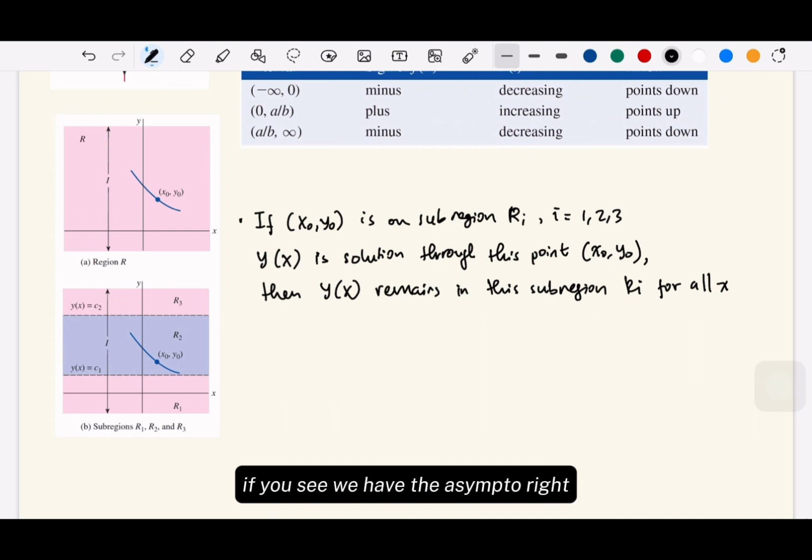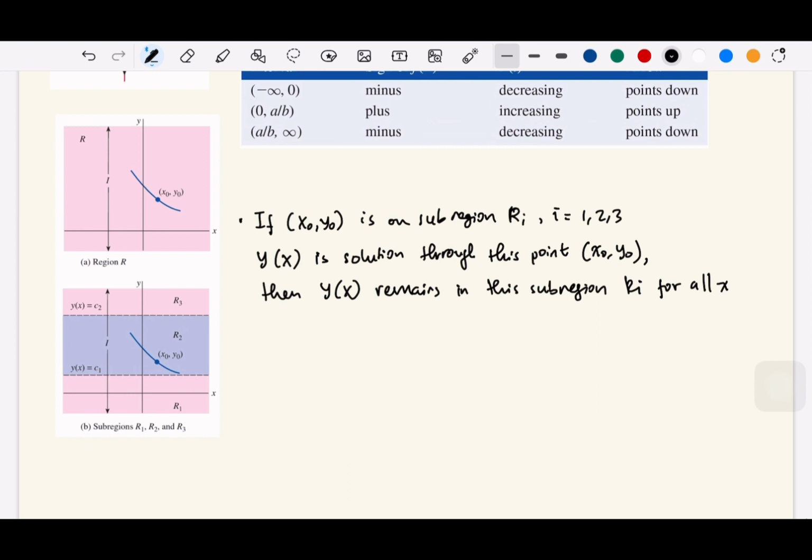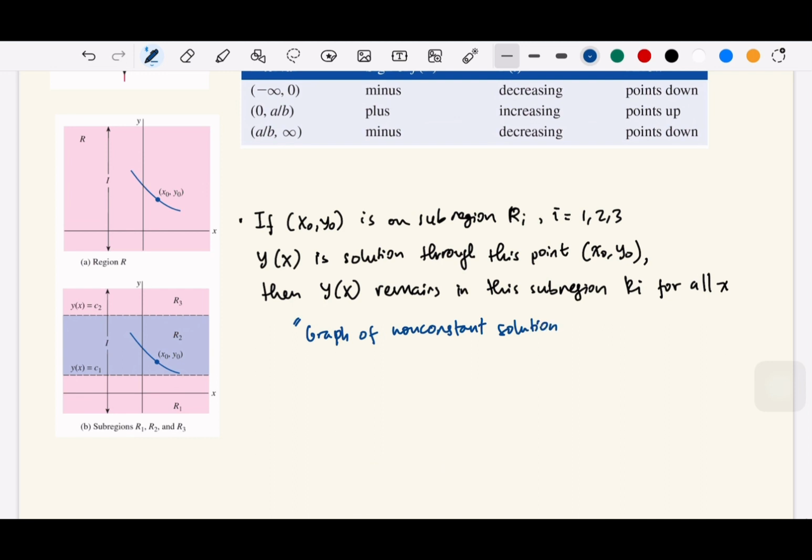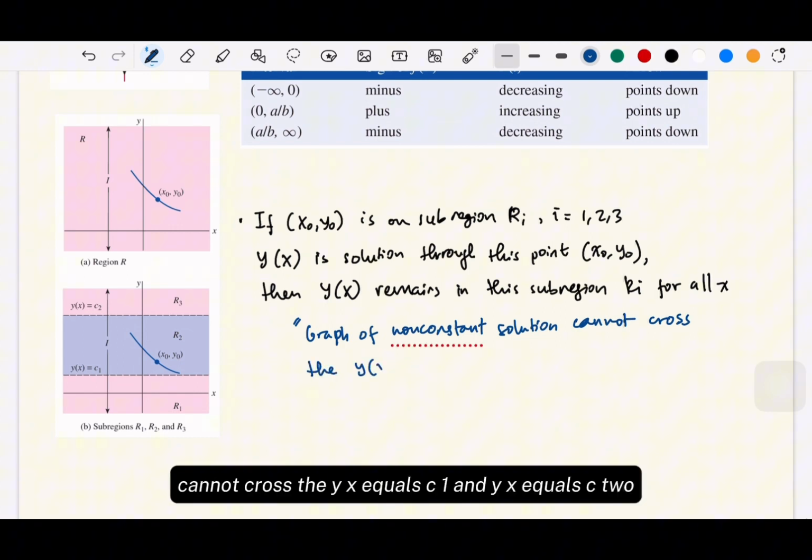Okay, if you see, we have the asymptote, right? So you see that if we have some specific interval, then the region will remain. Okay, we cannot remove the interval. So let me write here: the graph of a non-constant solution cannot cross y(x) equals c1 and y(x) equals c2.